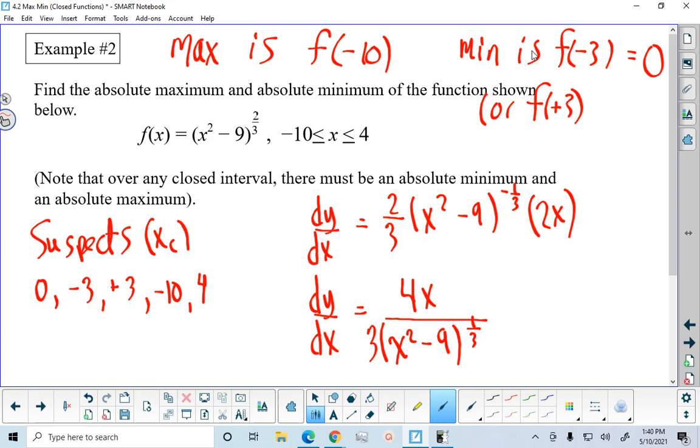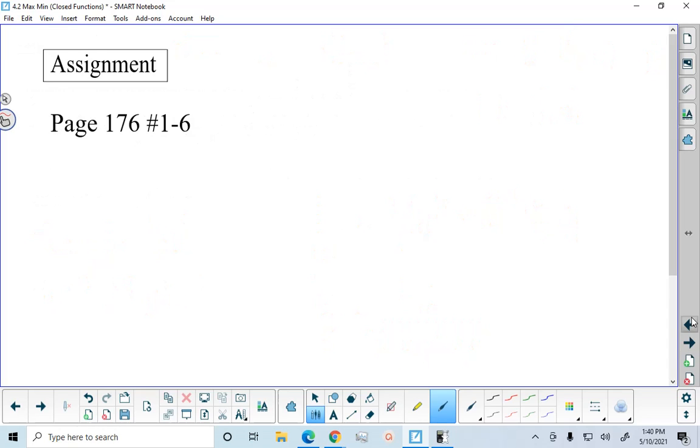Any questions with that example? Again, everybody, if it's a closed interval, which is what this is, you don't do a first derivative table. You simply line up all the suspects and you find out which one is the tallest and which one is the shortest, basically, in terms of y. Let's take a look at the last example, example 3.